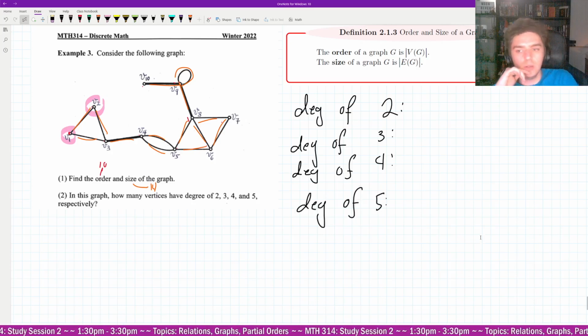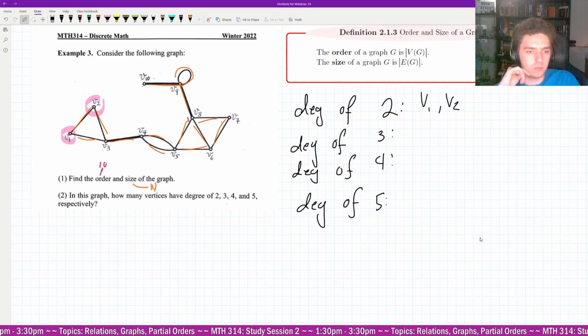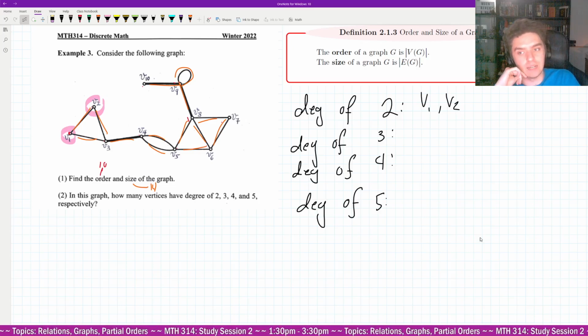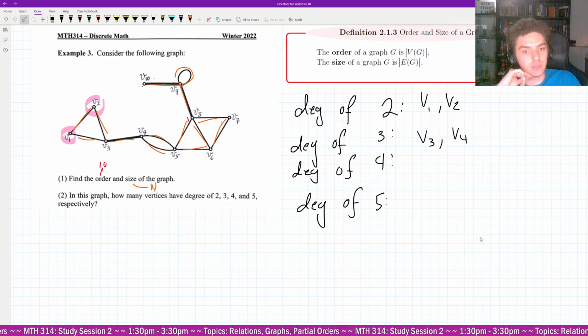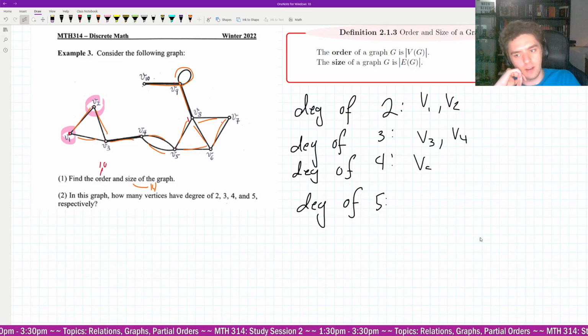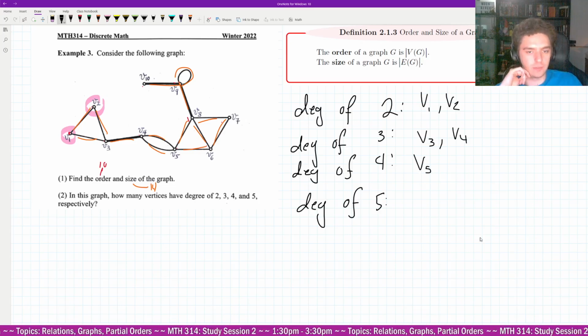So degree of 2 is V1, V2, and anything else? Okay, well, let's move to V3. V3 has a degree of 3, right? V3 for sure. V4 has a degree of 3. V5 has a degree of 4, right? Because, yeah, 1, 2, 3, 4. So V5 has a degree of 4. There's 4 edges coming from it.